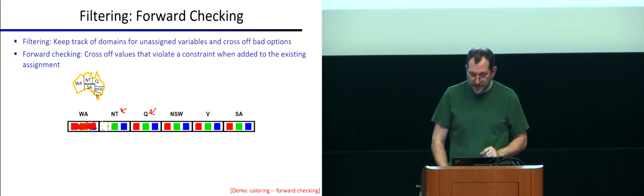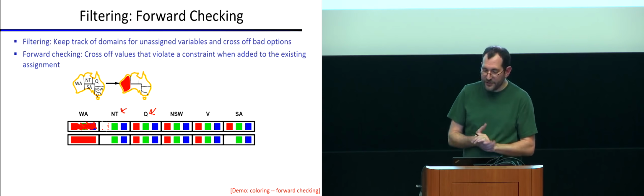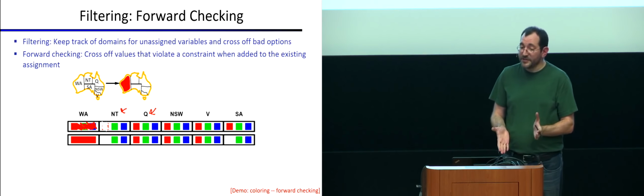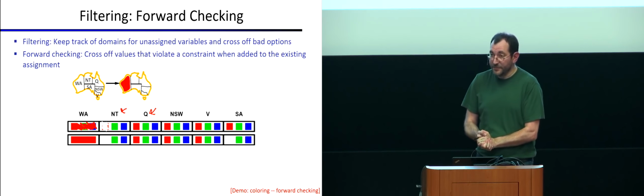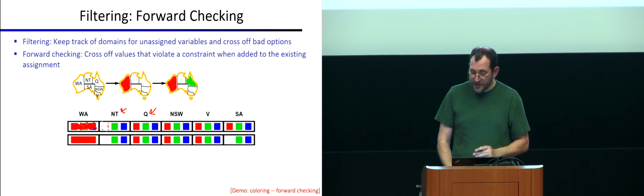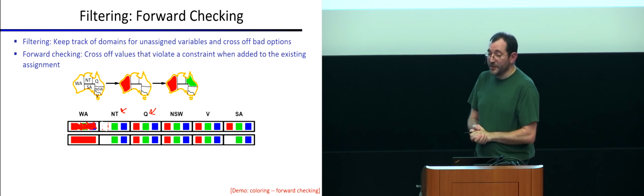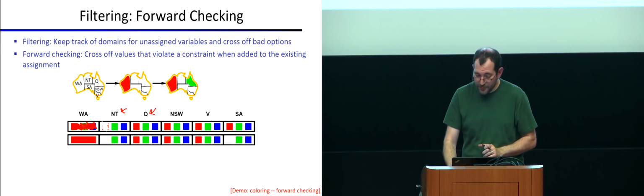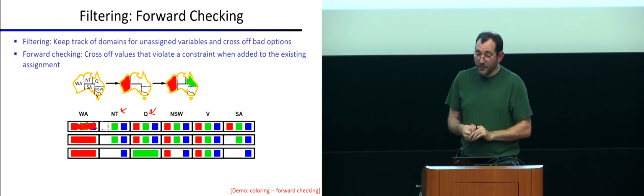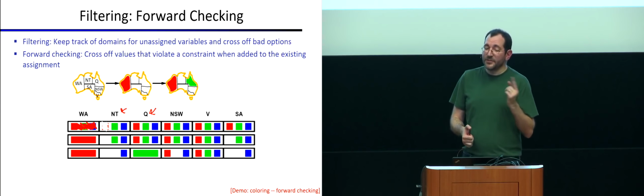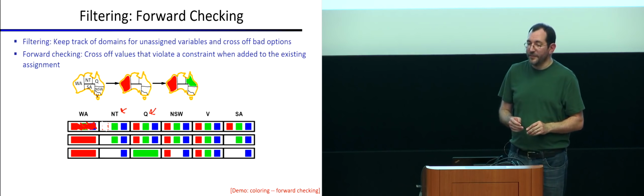So we would go through and visit all of the other variables, not assign them, but just cross things off their domain if it triggers a constraint violation. So the neighbors to WA would lose red. And then we could keep going. We could assign green over here to Queensland, which would assign green to Q, and then everything that neighbors Q would lose its green value.